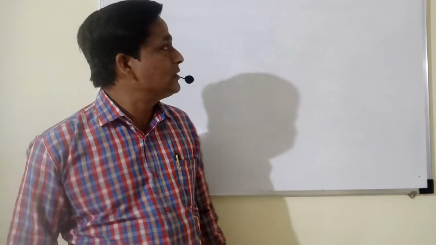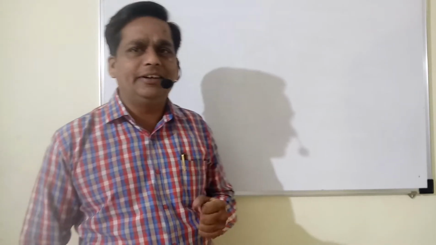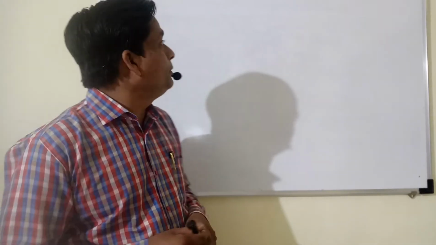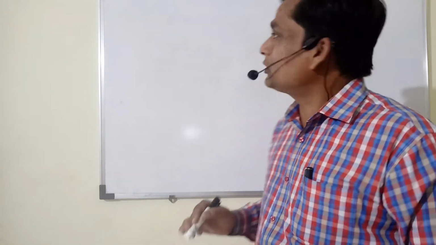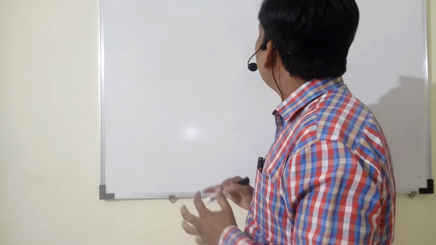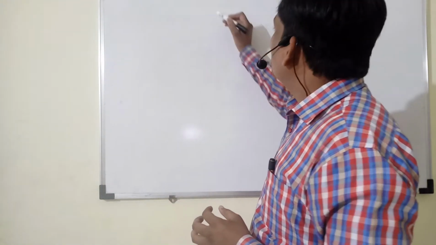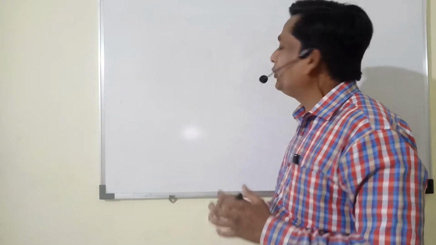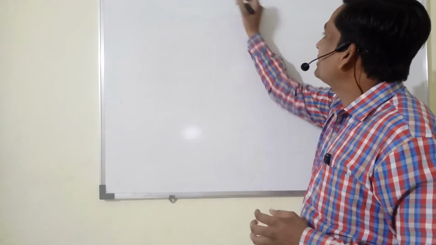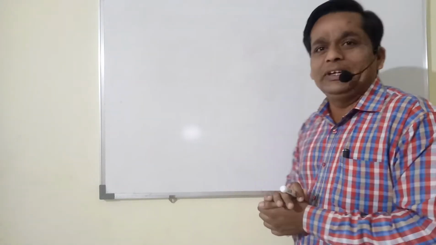So friends, today we are going to discuss a very important topic from organic chemistry, that is halogen derivatives of alkanes and arenes. From this topic, today we are going to discuss a very important reaction, that is the SN1 reaction. First of all, you will see what is meant by SN1 reaction. Here S stands for substitution, N stands for nucleophilic, and 1 stands for unimolecular reaction.